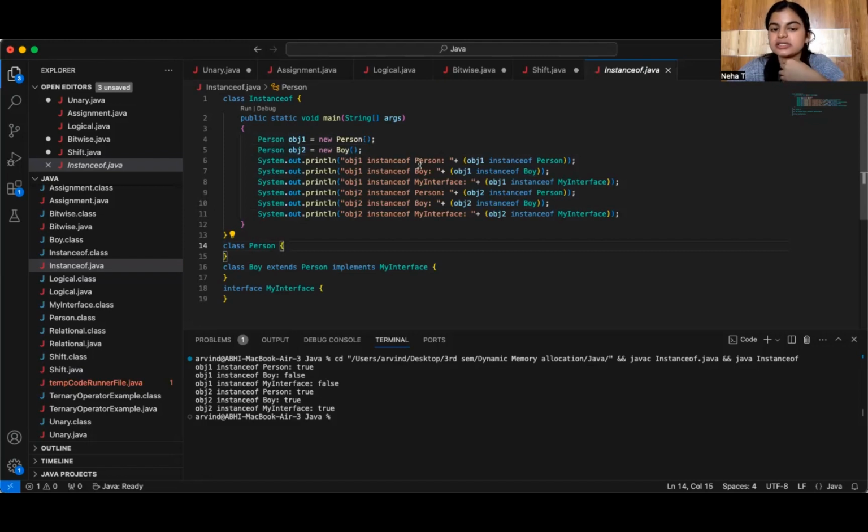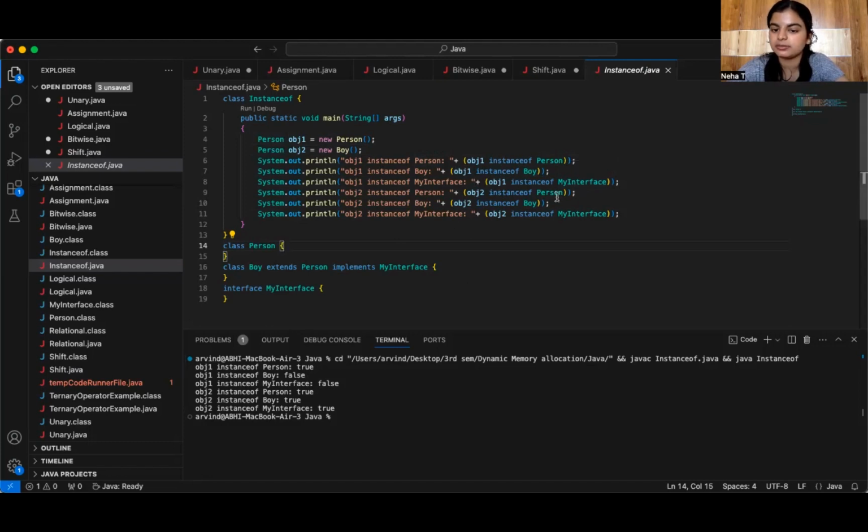So object one instanceof person. Is it an instance of person? Yes, so it will return true. Object one instanceof boy? No, because boy is a subclass and person is the parent class. Object one is an object of the parent class, so it won't be applicable to the subclass. So it will return false. Object one instanceof my interface? Again no, because object one is with the parent class, so it won't be there. So again, it will return false over here.